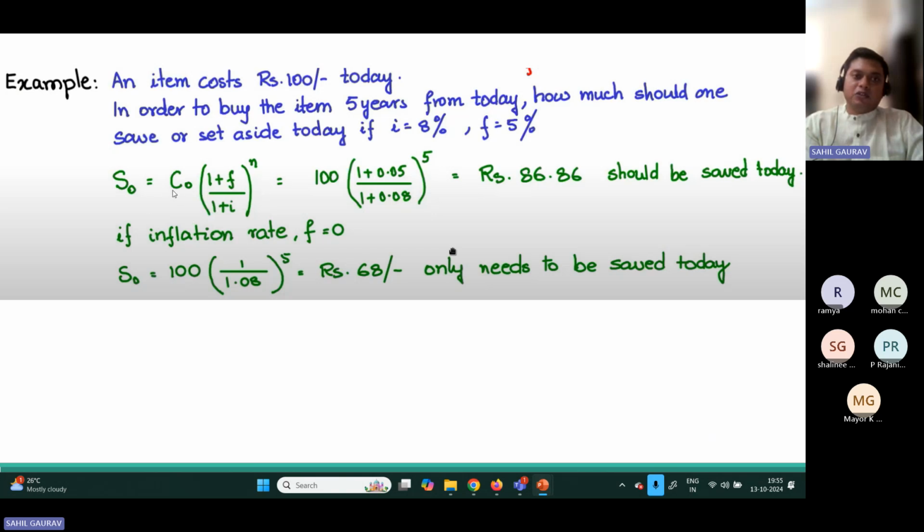So you apply the previous expression, S naught equals C naught into (1 plus F) upon (1 plus I) to the power N. This is the present worth factor, and this is the present value of the item. For the item of 100, 86.86 should be saved today. Based on this interest and inflation rate, the item costs 100, but you need to save 86.86 rupees today to buy that item 5 years later. And if the inflation rate is 0, then you need only 68 rupees saved today to buy the same item 5 years later.